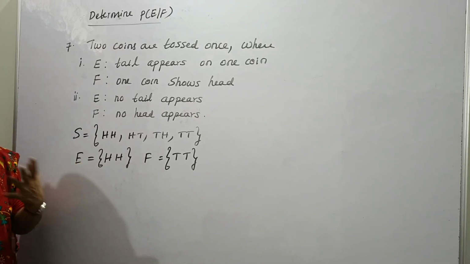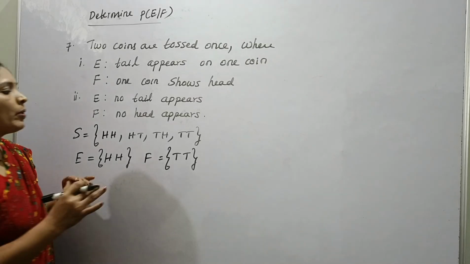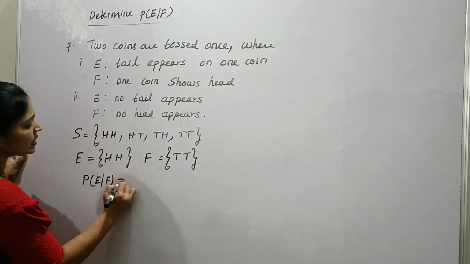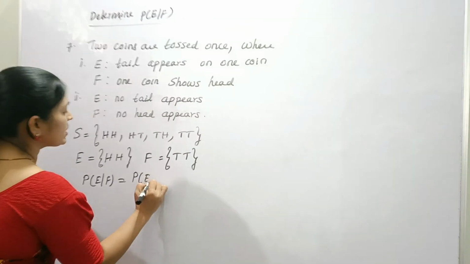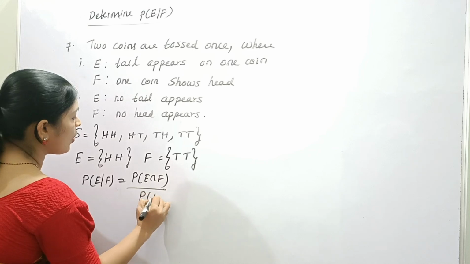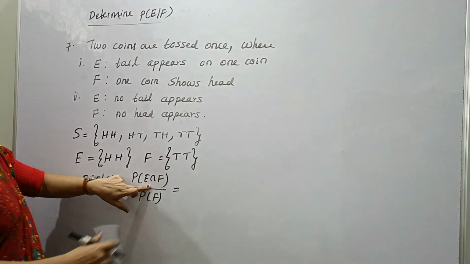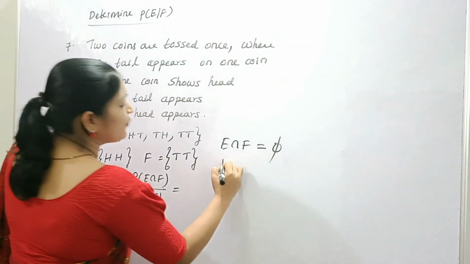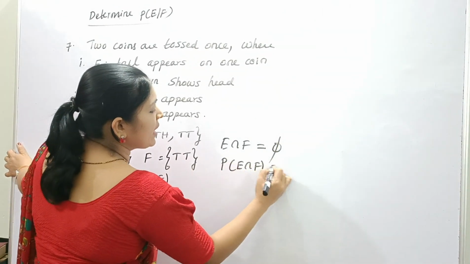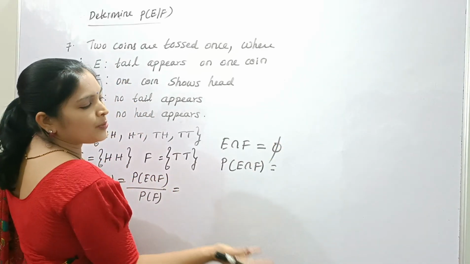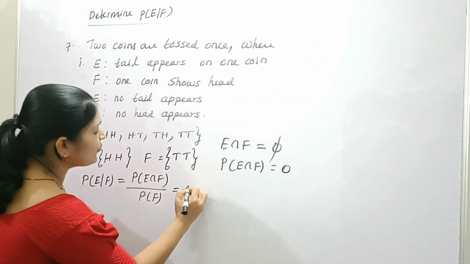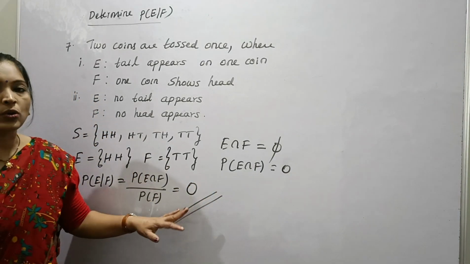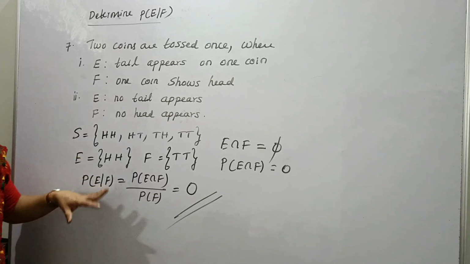Therefore E intersection F is equal to the null set. E intersection F is null set, therefore probability of E intersection F is 0. So here probability of E given F is equal to probability of E intersection F divided by probability of F. E intersection F is the null set, therefore probability of E intersection F is 0 divided by number of sample space, that is 0, right? Therefore, probability of E given F is equal to 0.